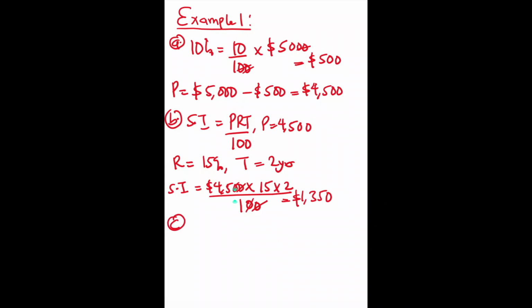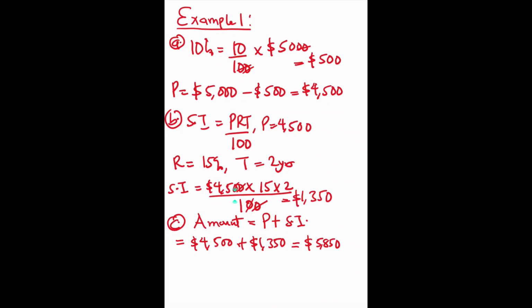Okay, so now the next one is C. We are asked to find how much he will pay every month. So that will be the amount, which equals the principal plus the simple interest. Amount equals principal plus simple interest. So that will be $4,500 plus $1,350. When we add it up together, we get $5,850.